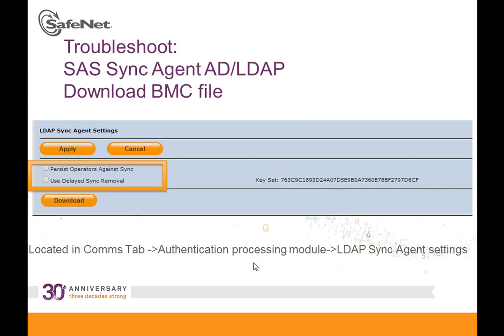So these are the settings inside the LDAP sync agent settings where we can define our options when downloading the BMC file. As I mentioned, persist operators against sync leaves operator status with that user, and delayed sync has a 24-hour delay.